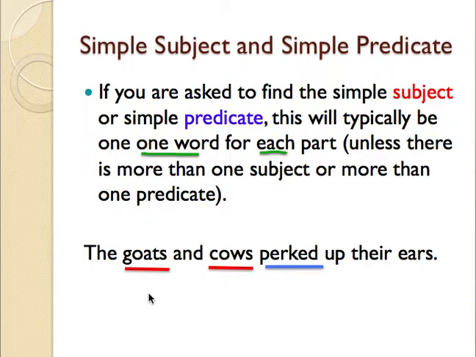So that's our simple subject. And then when we look over here, the only word that we're really worried about in that complete predicate that we found earlier is the only thing that they really did, the only action word, the only verb in here is the word perked. That's it. So our simple predicate in this sentence is simply the word perked.